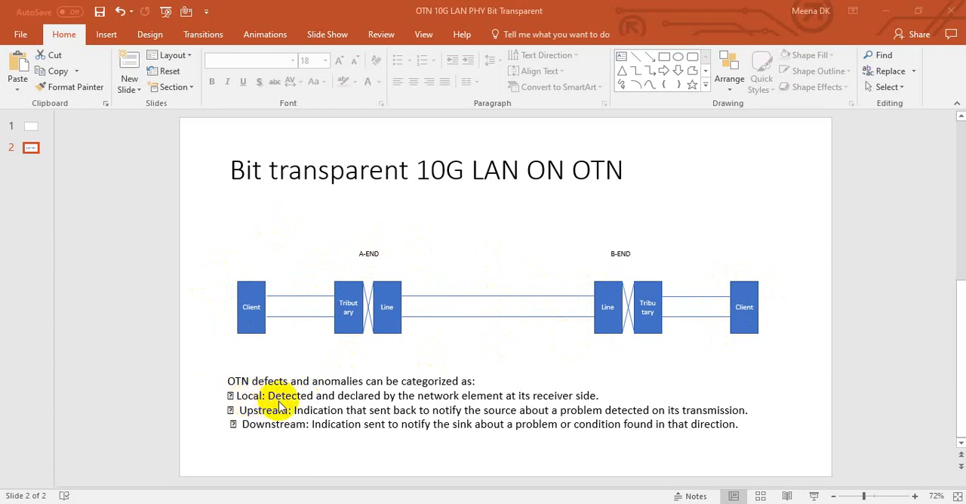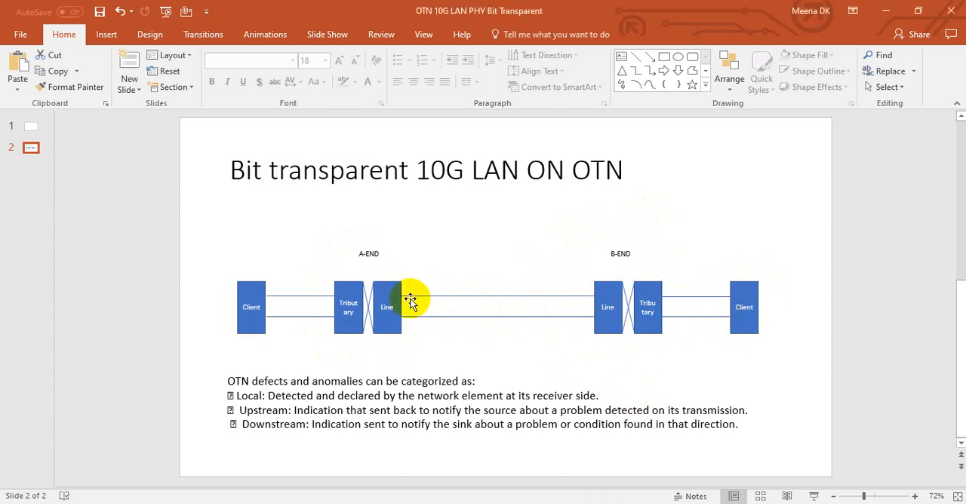The local point will be where the alarm is detected and declared, and upstream is the node on the left side in this case. If the signal flow is this way, then this node will be the upstream for this node, and in the forward direction there will be downstream nodes. So for this A end, B end is downstream. For B end, this client at B end will be the downstream.